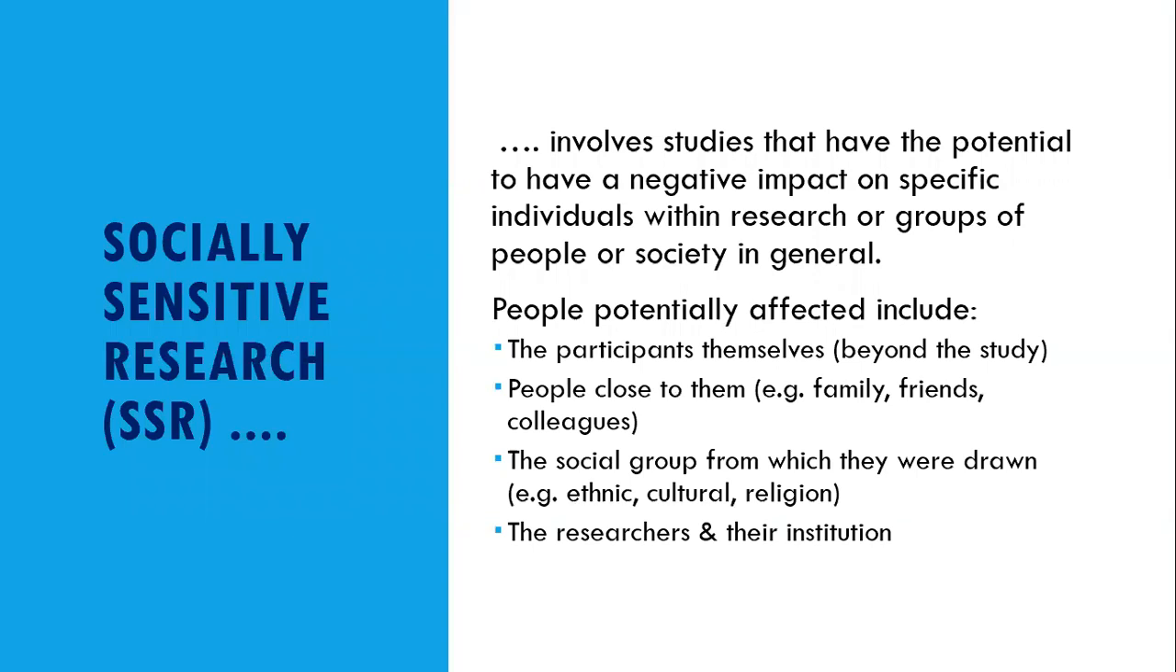To condense what I've been rambling on about, the people potentially affected are the participants themselves and, beyond the study, people close to them: their family, their friends, their working colleagues, the social groups from which they're drawn, their ethnicity, their culture, their religion, and the researcher themselves and the institution they belong to. So research is socially sensitive when its effects are so great that there is a negative effect.